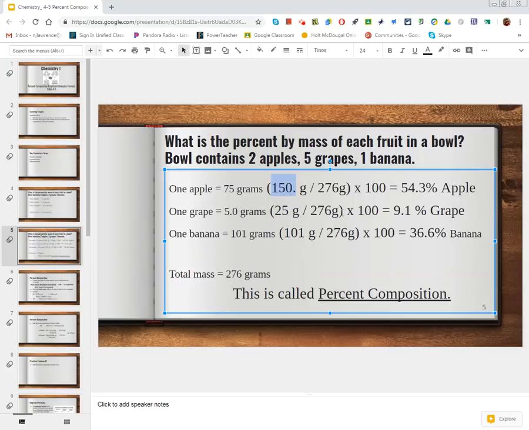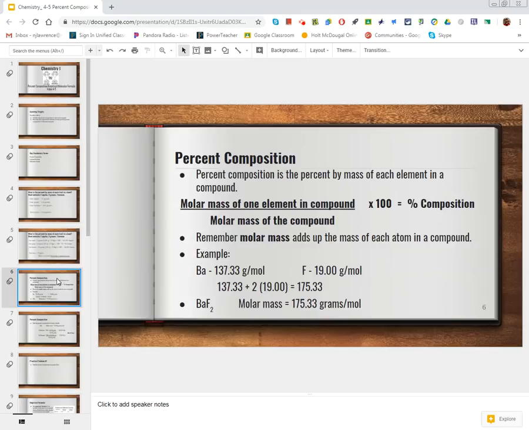Doing the same calculations for the grape and the bananas, by just taking the part over the whole, the part I'm interested in divided by the whole, you would see that you have 9.1% grape by mass and 36.6% banana by mass. This is exactly the same thing you're doing in chemistry right now. But we call this the percent composition, or you might even hear it called percent composition by mass. So the first thing we're going to look at when we do this kind of problem is we're just going to find the individual mass of each element in the compound, and you're going to divide that by the total mass, or in other words, the molar mass.